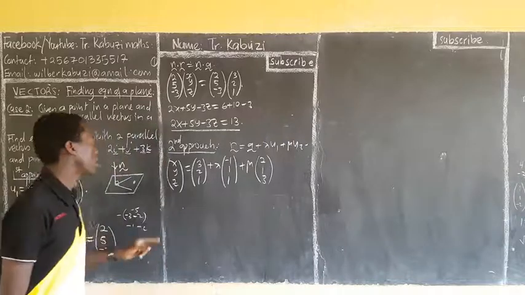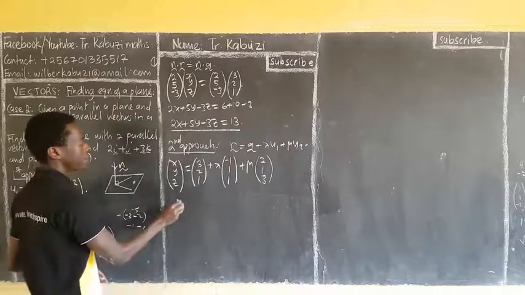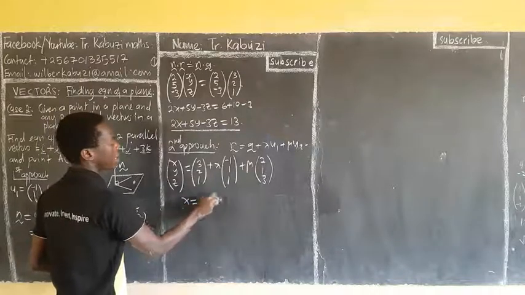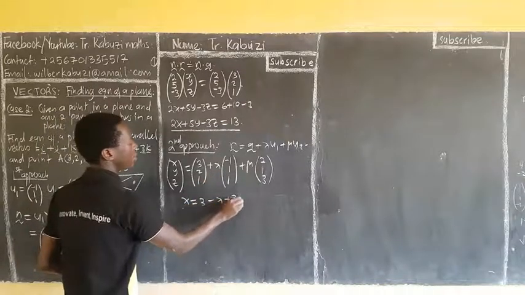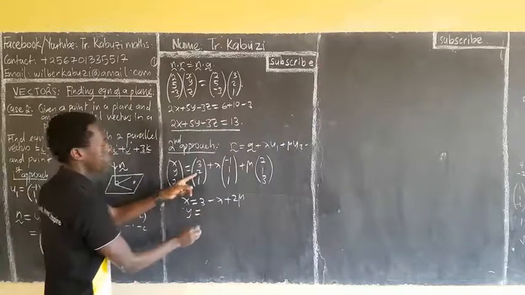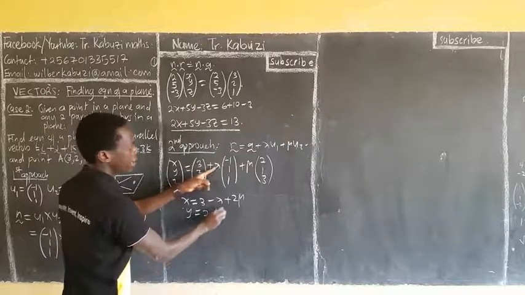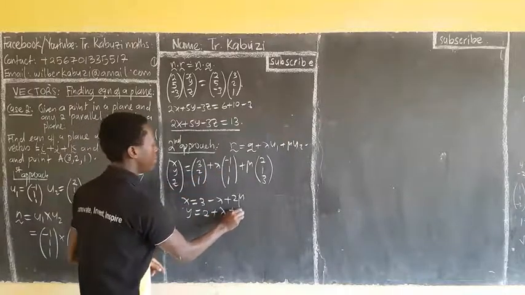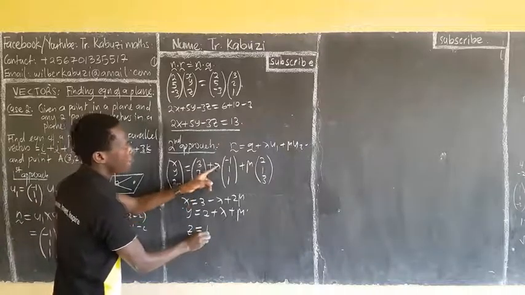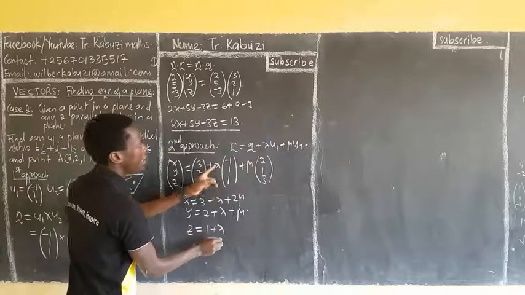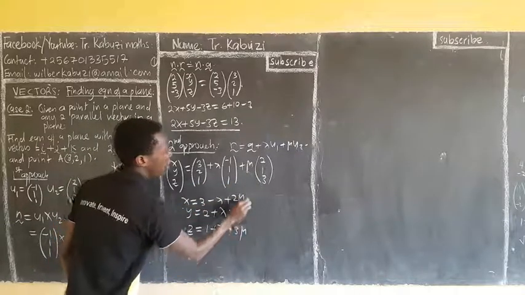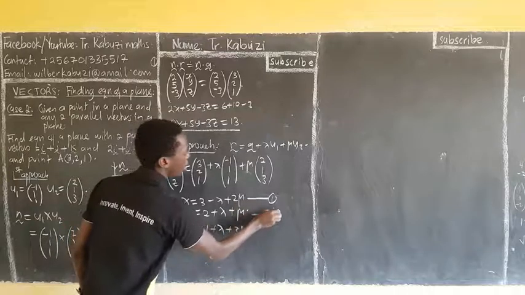Then from here we form the equations. You see that my first equation is going to be x equaling 3 minus lambda plus 2 mu. Then the second is going to be y equaling 2 plus lambda plus mu. Then the third is going to be z equaling 1 plus lambda, then this and this, we have plus 3 mu. So these are our 3 equations.